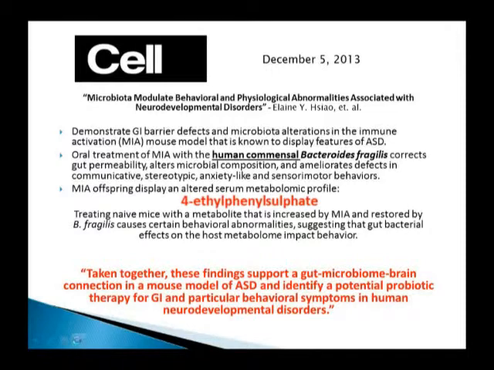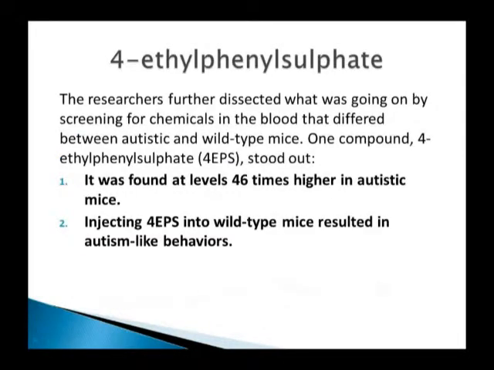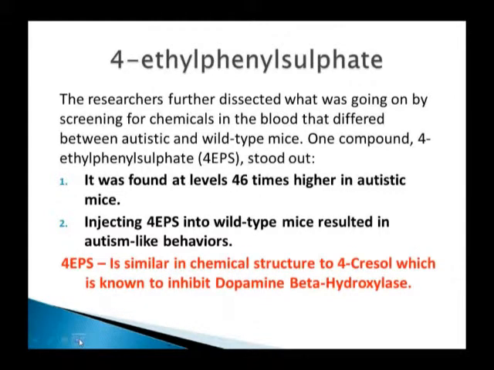Well, as I mentioned, this particular compound was found in 46 times higher the amount in the autistic mice than the non-autistic mice. And when they injected this compound, 4-EPS or 4-ethylphenol sulfate, into mice that didn't have autism, they took on autistic behaviors. So what do you think this 4-ethylphenol sulfate is?